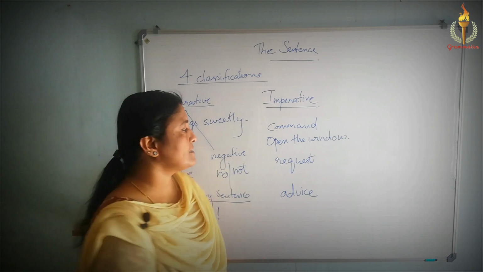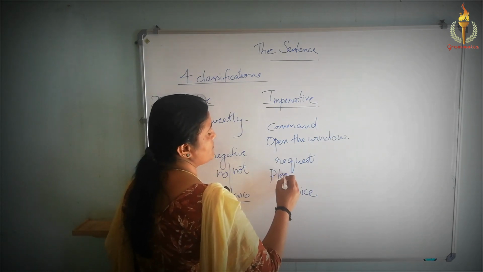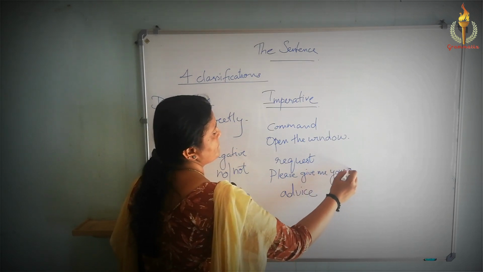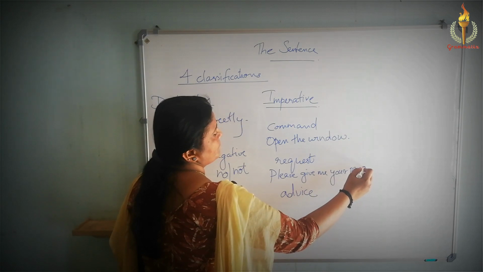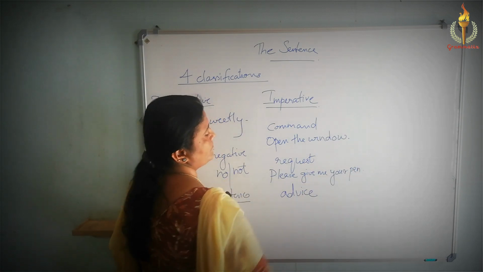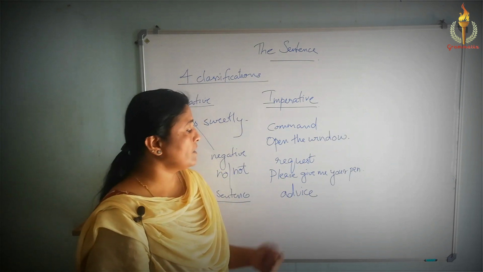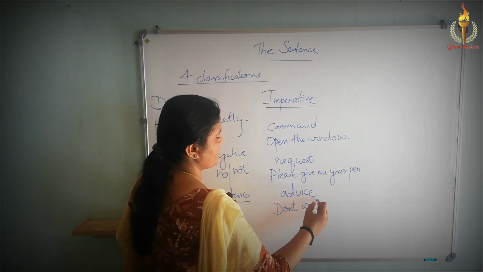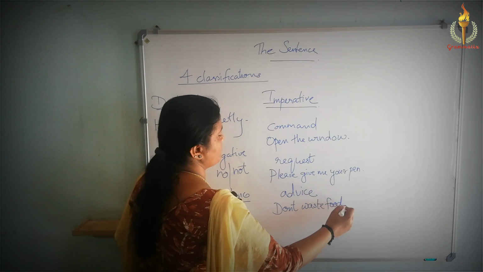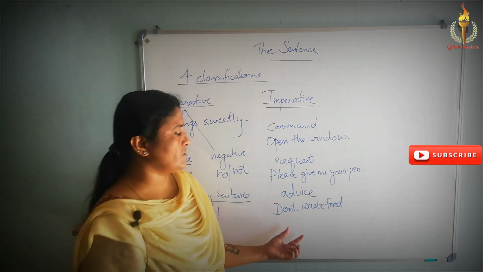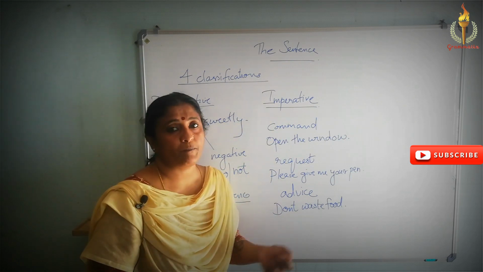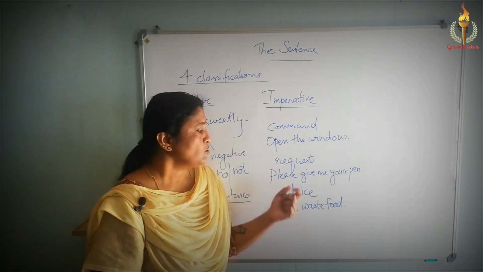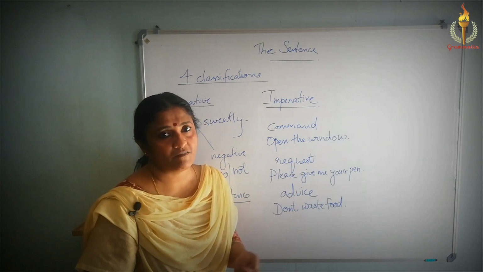The second one is a request. In a request, the main word is please. Please give me your pen. So this is a request. And the third one, a piece of advice: Don't waste food. That is a piece of advice. So imperative sentence starts with a capital letter and ends in a full stop, and it shows command, request or advice. These three things come under imperative sentence.